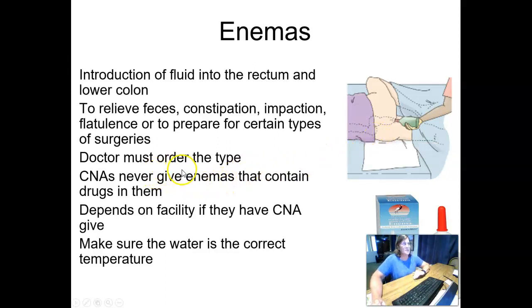Doctors order the type of enema that they're going to get, but CNAs do not give enemas that contain drugs in them. I said by law you're allowed to give an enema. You're allowed to give a tap water enema.